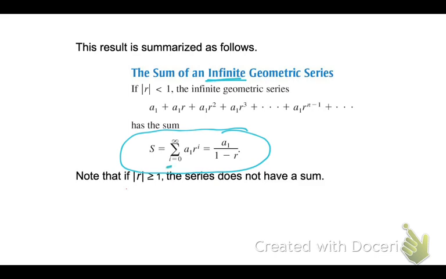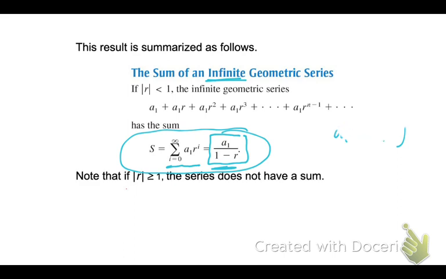Okay? This is just summation notation. The actual formula is right here. And on the other screen, I had a sub 1 times 1 minus r, or 1 divided by 1 minus r. Well, what's 1 times a sub 1? A sub 1. That's why the formula shrinks down to just a sub 1 over 1 minus r.